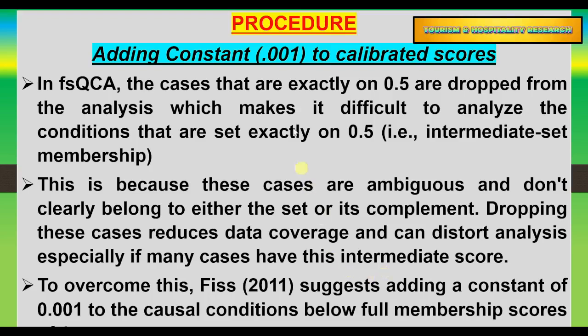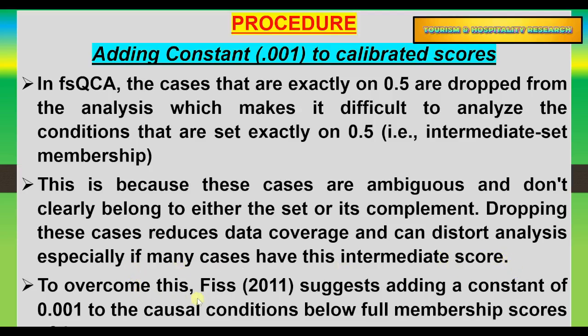Adding a constant, that is 0.001, to calibrated scores. In FSQCA, the cases that are exactly on 0.5 are dropped from the truth table analysis, which makes it difficult to analyze the conditions that are set exactly on 0.5, that is, intermediate set membership. This is because these cases are ambiguous and don't clearly belong to either the set or its complement. Dropping these cases reduces data coverage and can distort analysis, especially if many cases have this intermediate score.